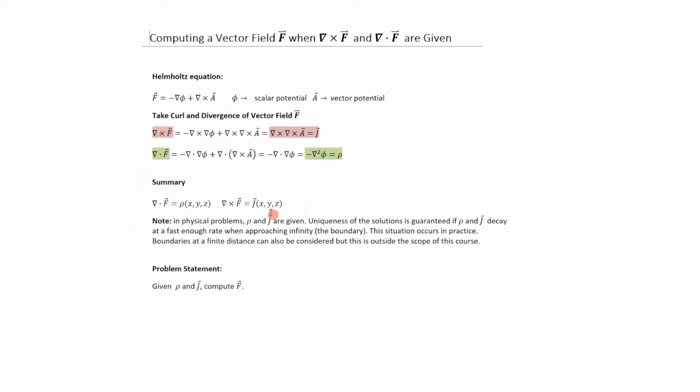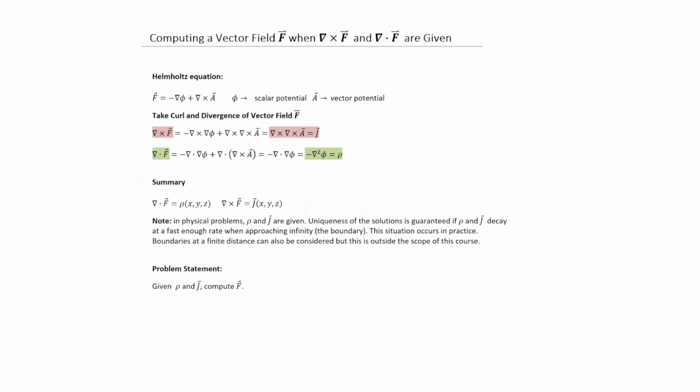Typically in a physical problem, this is a given and this is a given. So the question then is, how do we compute the field F? And if we compute the field F, are we guaranteed that there's only one solution? Again, I'm just stating it. There's more material in the notes, but you're not responsible for it. Most of it is buried in appendices. Uniqueness of solutions is guaranteed if rho and J decay at a fast enough rate when approaching infinity, infinity being the boundary. This situation occurs in practice.